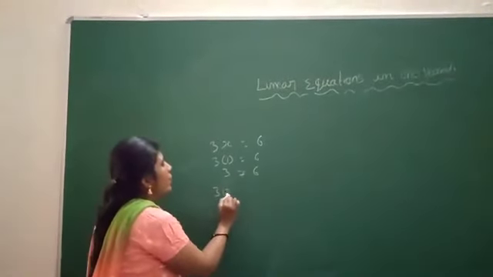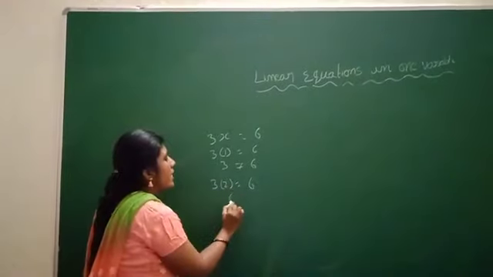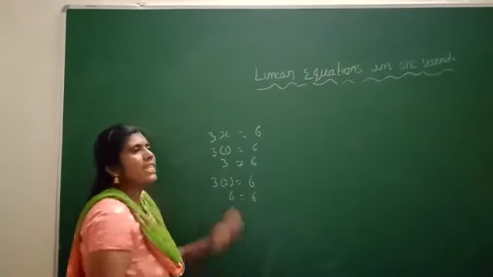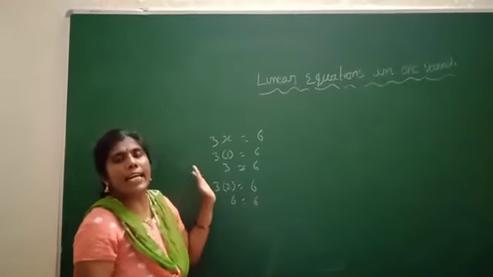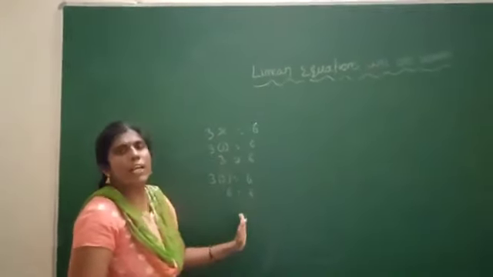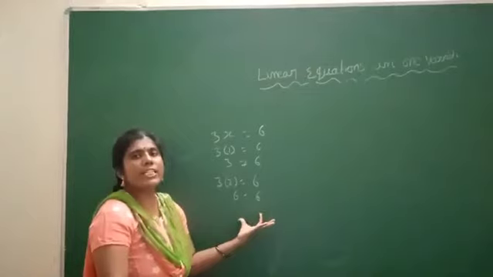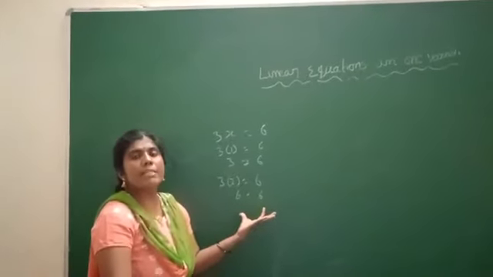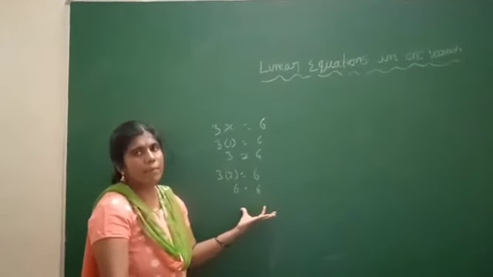Next, x equal to 3. 2 into 3 equal to 6, so 6 equal to 6. This is the trial and error method: substitute numbers until the LHS and RHS are equal.